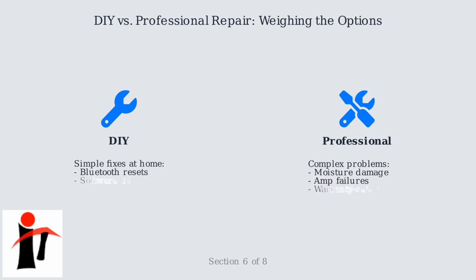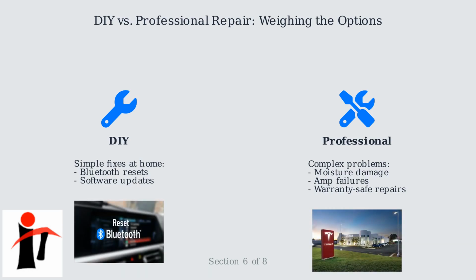For complex problems like moisture damage or amp failures, a Tesla service center is the safest bet. However, simple fixes like Bluetooth resets or software updates can be performed at home. Carefully weigh the risks and benefits before attempting any DIY repair.